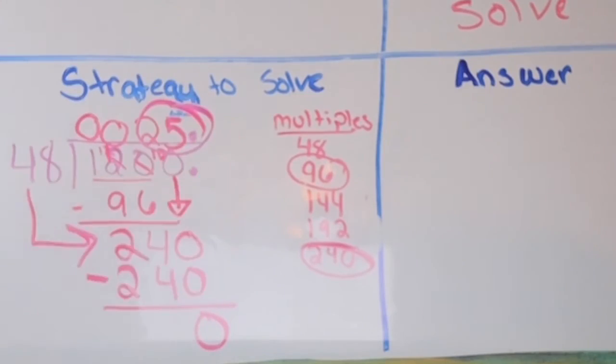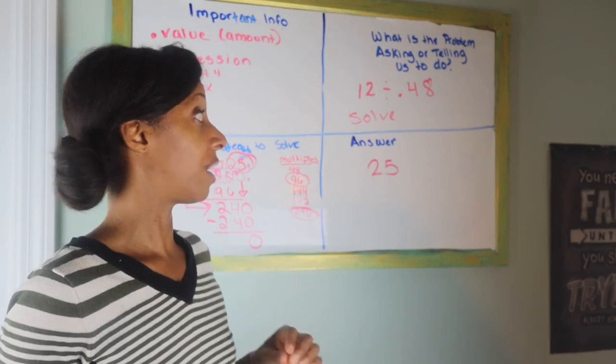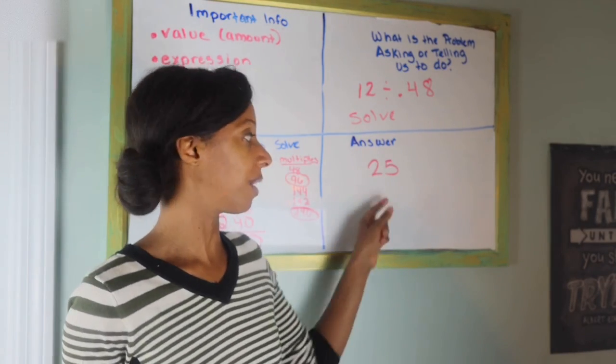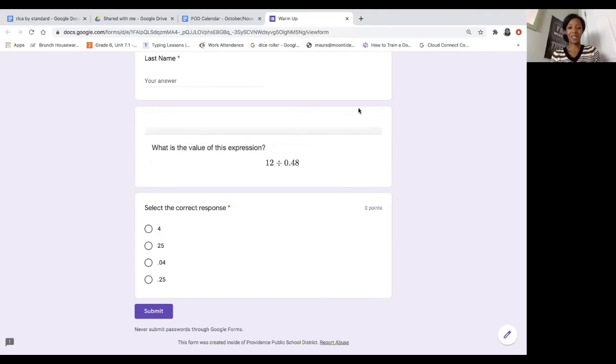There we go. So I now know that 12 divided by 48 hundredths will give me 25. And the answer to this problem is 25. Once you click on the correct response, hit submit, and you are done. Thank you.